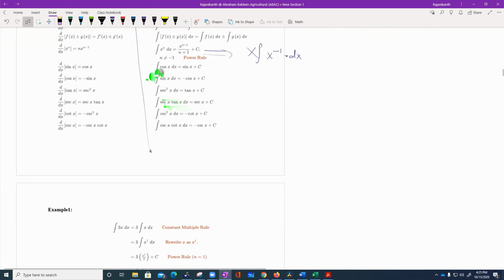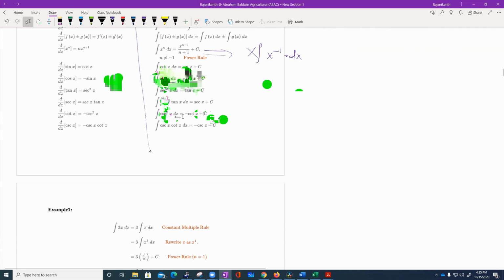Okay, so the antiderivative of cosine x is sine x. Yes, if you take the derivative of sine, it will be cosine. So the antiderivative of sine is negative cosine. No confusion, okay? Why is that? Because if you take the derivative of this, it should give you sine x. Yes, correct, because the derivative of cosine is negative sine, and here you already have another negative, so it will make a positive sign.